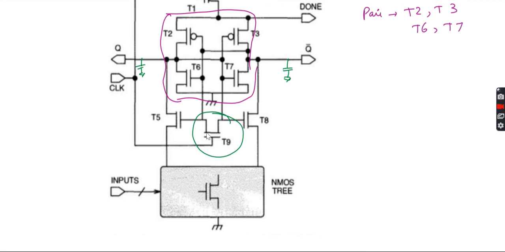So we removed the pull down transistor T9 from the previous one, and we are replacing it by the single transistor N, that T5. So this one will be replaced. This is the new one from the previous one. So we connected with this. Now we can say the gate operation starts again with the clock high.